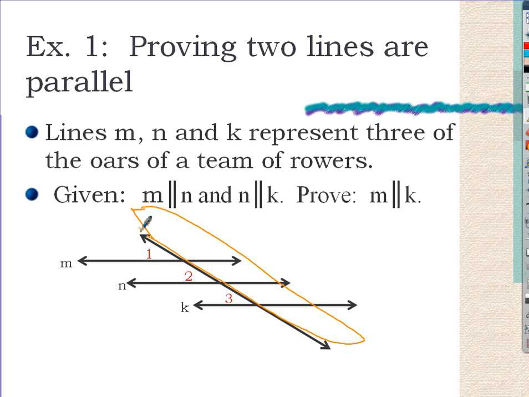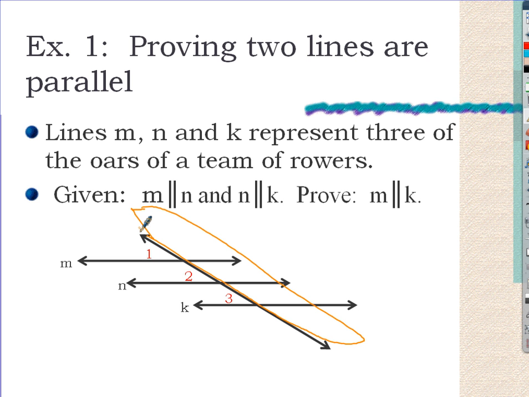In fact, they're infinite oars, aren't they? But if that's the situation that we're modeling with this geometry drawing, we want to prove something here. We're told that lines M and N are parallel, right? And we're told that lines N and K are parallel as a pair, and we want to prove that lines M and K then are also parallel. Okay. Now it makes sense probably.